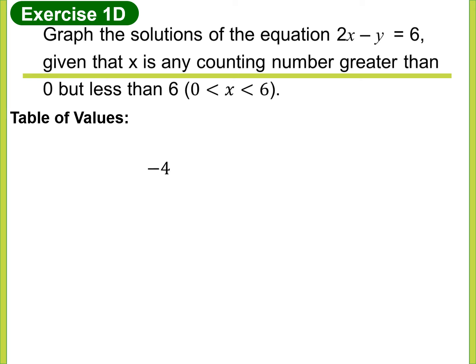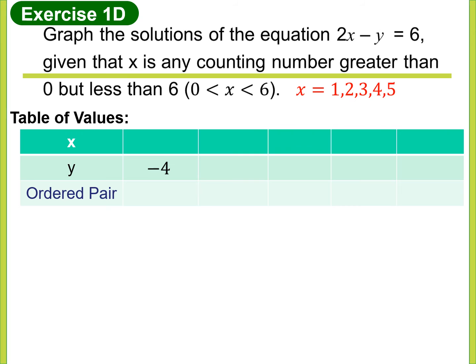Now let us solve for x and y as well as graph. So graph the solutions of the equation 2x minus y equals 6 given that x is any counting number greater than 0 but less than 6. If we write it as a mathematical sentence, x is greater than 0 but less than 6. So therefore, we have the values for x: 1, 2, 3, 4, 5. So 0 and 6 are not included.